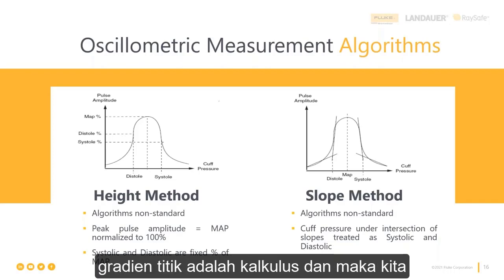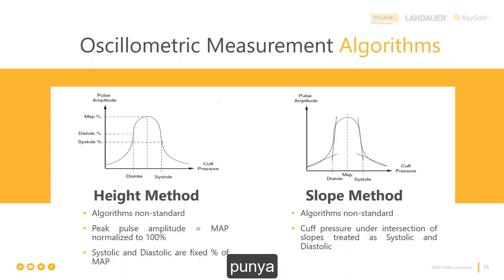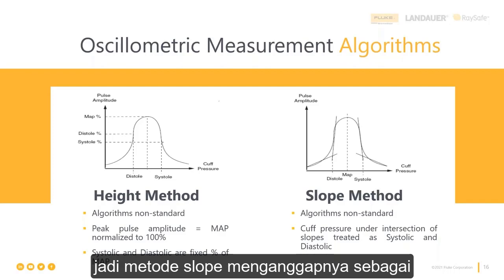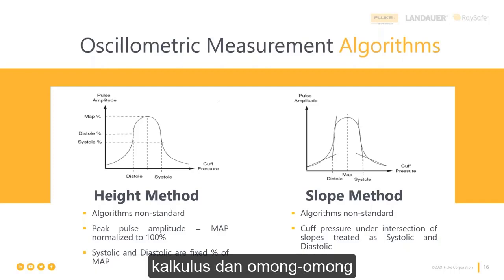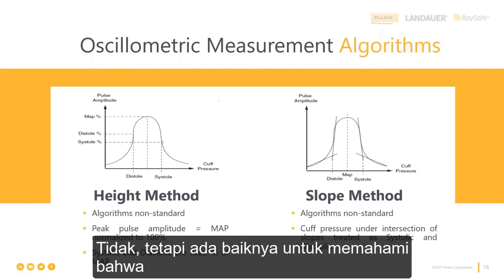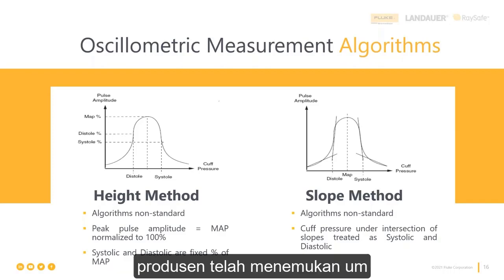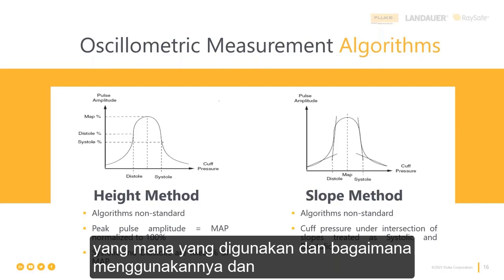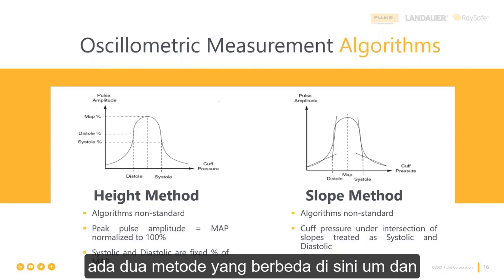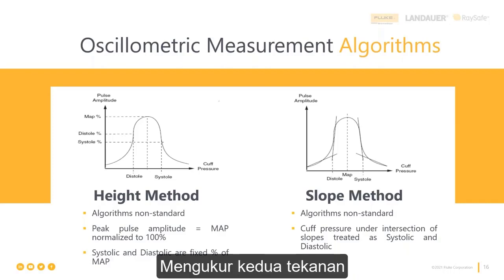Yep, and this is actually a calculus math that's done. Point slope is calculus. And so we use calculus to measure things that are messy. They don't have square corners and stuff like that. So this definitely does not have a square corner. So the slope method, think of it as the calculus way. And by the way, the manufacturers of NIBP don't tell you which they're using. No, but it is good to understand that it's one or the other here, and that there is no standard, but the manufacturers have figured out which one to use and how to use it, and that it works for their device. But it is good to know that there are two different methods here, and this is how any particular system will likely be measuring the two pressures.